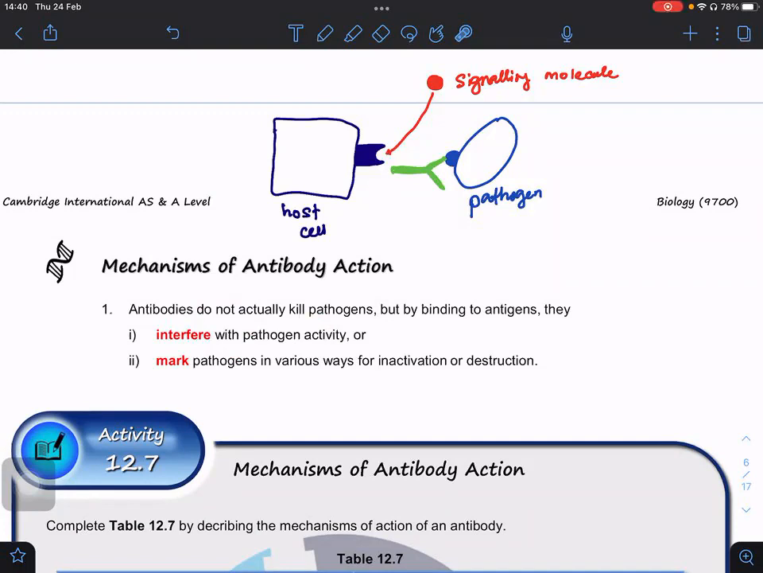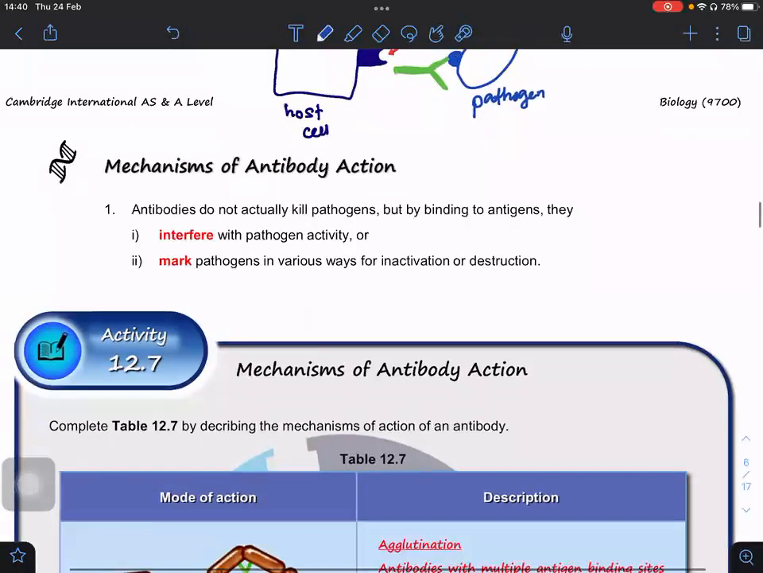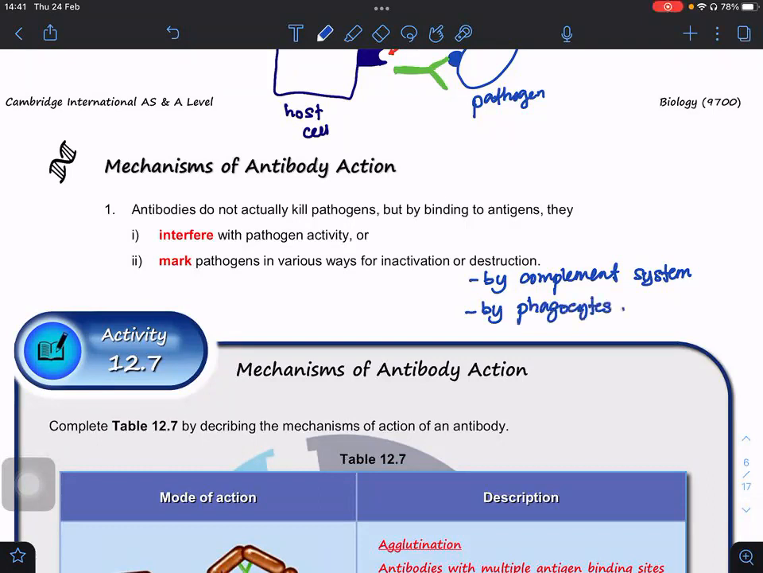Are you clear? And at the same time, we also mark the pathogen so that we can inactivate it. Okay? For example, we can clump all of them together so that they cannot move away and go for destruction. So destruction here involves two systems, either the complement system, or phagocytes. Okay, by phagocytes, right? The destruction.